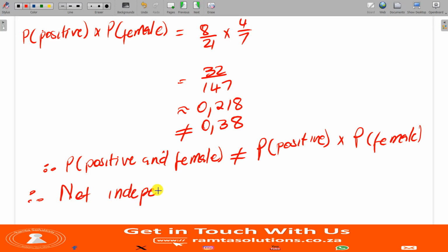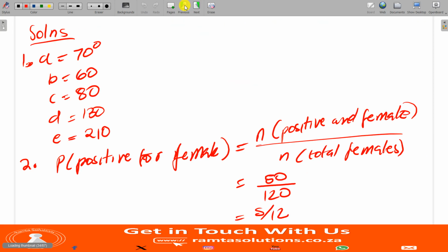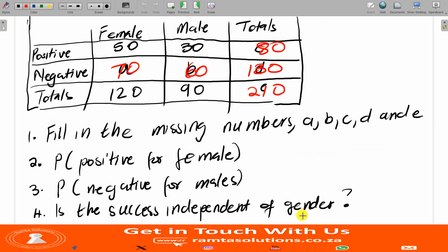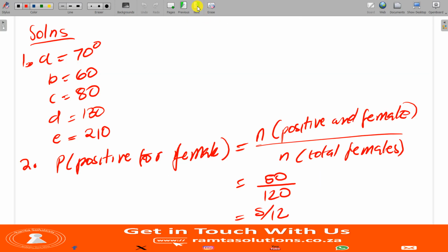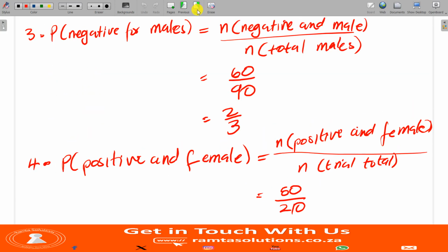So the success of this medication does depend on the gender. Remember, the question was asking us, is the success independent of gender? We found that it is not independent of gender. Therefore, the success of this medicine is dependent on gender. So this is how you answer contingency tables. Of course, here, I think game changer is your understanding of independent events.